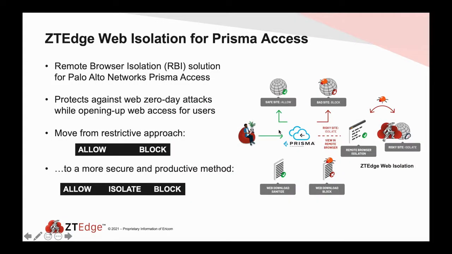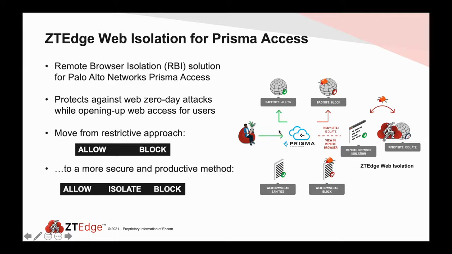Hello. In today's session, we're going to look at Zero Trust Edge web isolation integrated with Prisma Access. I'm sure you're already aware that Prisma Access provides excellent protection against websites using DNS-based risk scoring metrics. This is great, but it is somewhat restrictive because there's only really two options: allow access to a website or block access to a website.